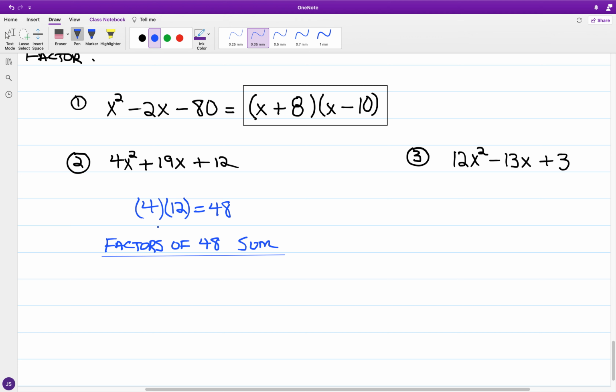Okay, so we start out with 4 and 12. Of course, 4 and 12 add up to 16. So I'm looking for another combination, and we can say we have 16 and 3, or 3 and 16. Doesn't matter the order. 16 times 3 is 48. 16 plus 3 is 19.